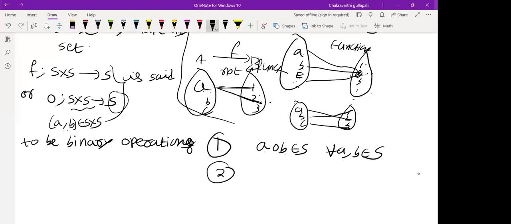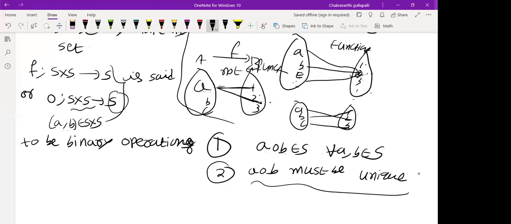Second condition is, A circle B must be unique. If I say function, the second one is not required, because in the definition of function itself, the word unique is there. But a map F from S cross S to S is said to be a binary operation, provided it is satisfying two conditions. So the map is defined like this. First one is it should belong to S, and it must be unique. This is a very, very important axiom.